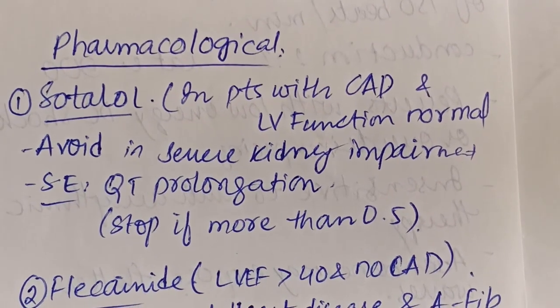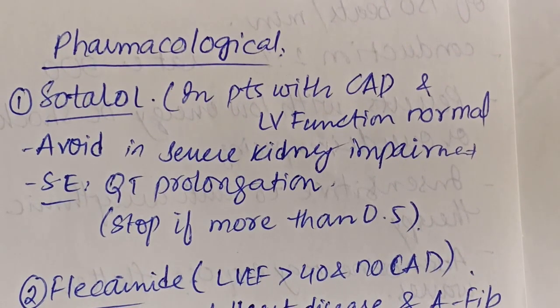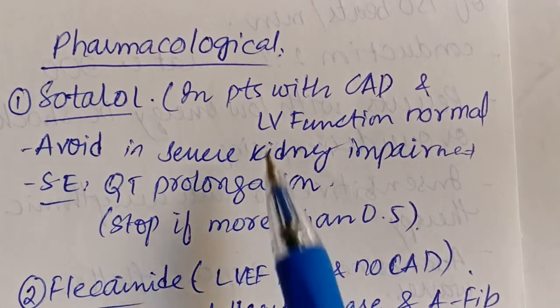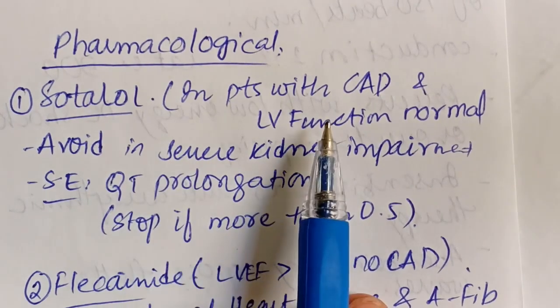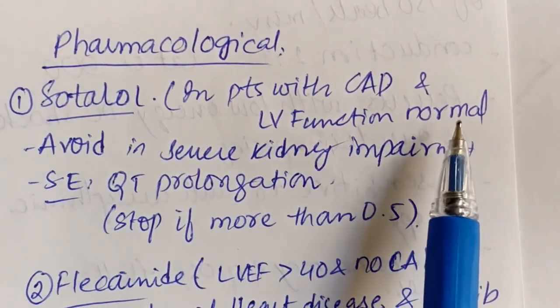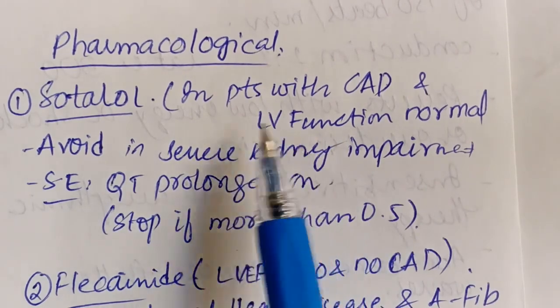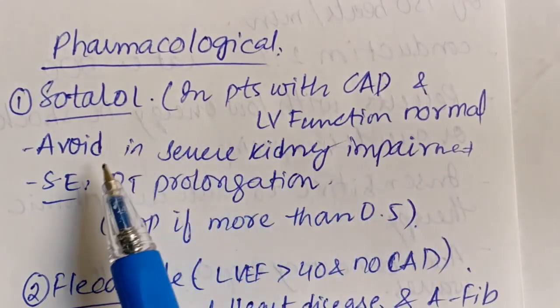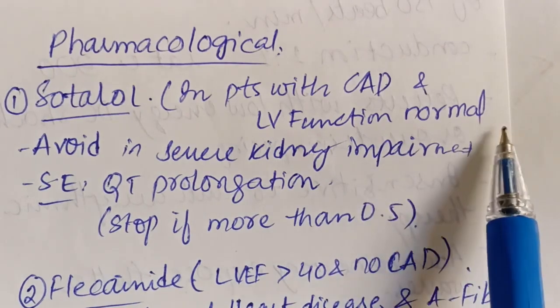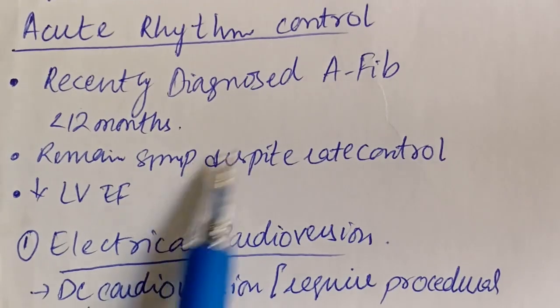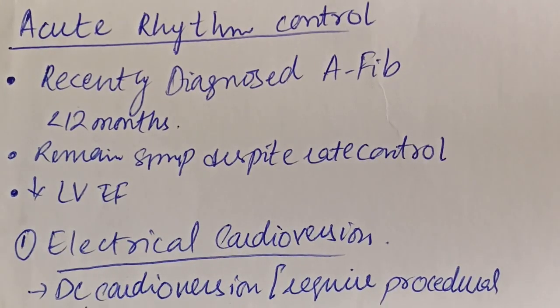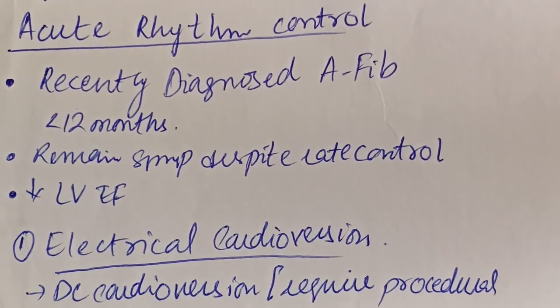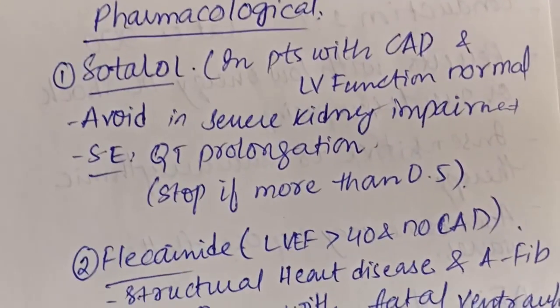Now we have long-term pharmacological control. Number one is sotalol in patients with coronary artery disease and normal left ventricular function, and it is avoided in severe kidney impairment. So first we have done the acute rhythm control, and for acute rhythm control, there were two drugs, flecainide and amiodarone. But for the long-term control, we have catheter ablation and this pharmacological treatment.